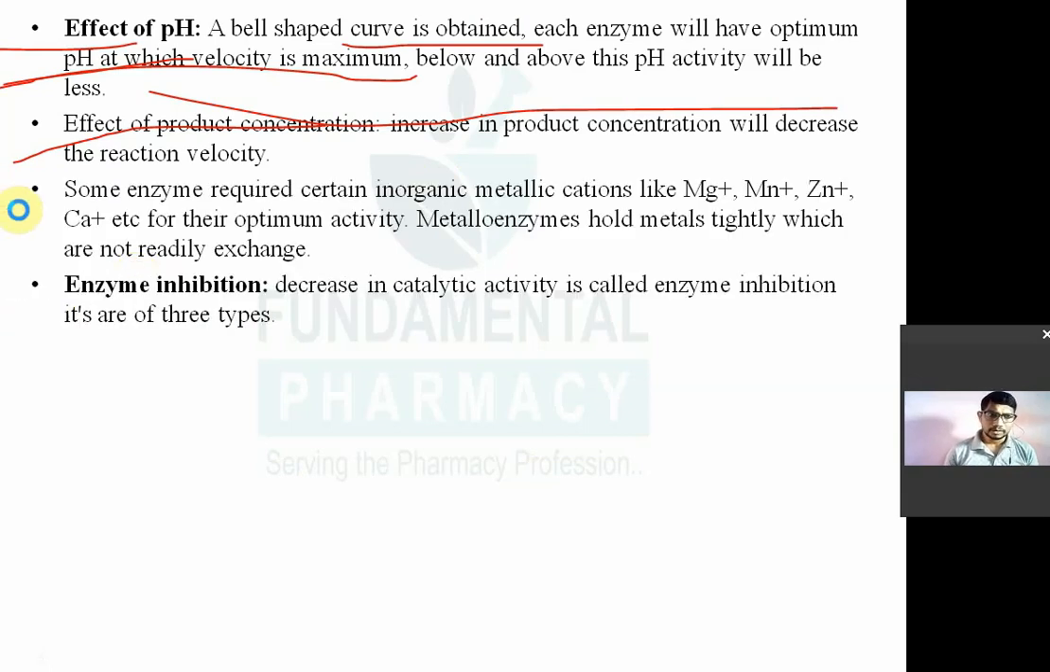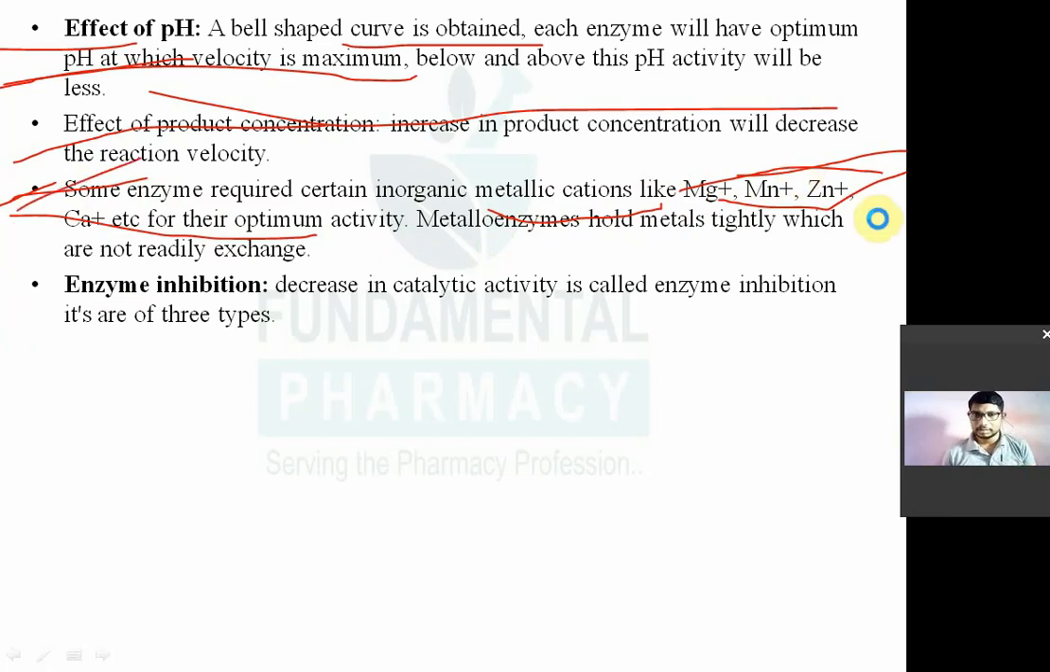Now, some enzymes require certain inorganic metallic cations like magnesium, manganese, zinc, calcium for their optimum activity. So they are known as metalloactivators, or enzyme activators. You must have seen that in some reactions Mg plus is used. These are known as metallic activators, but they are not bound to your enzyme. They will not bind the enzyme covalently, so they are known as metallic activators.